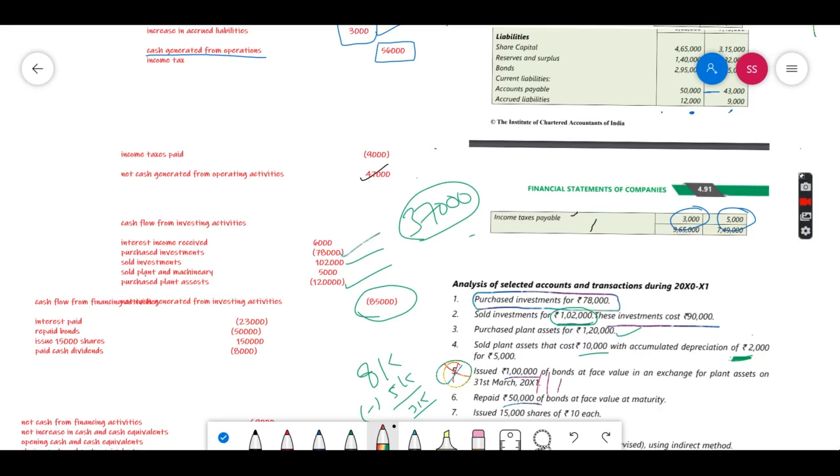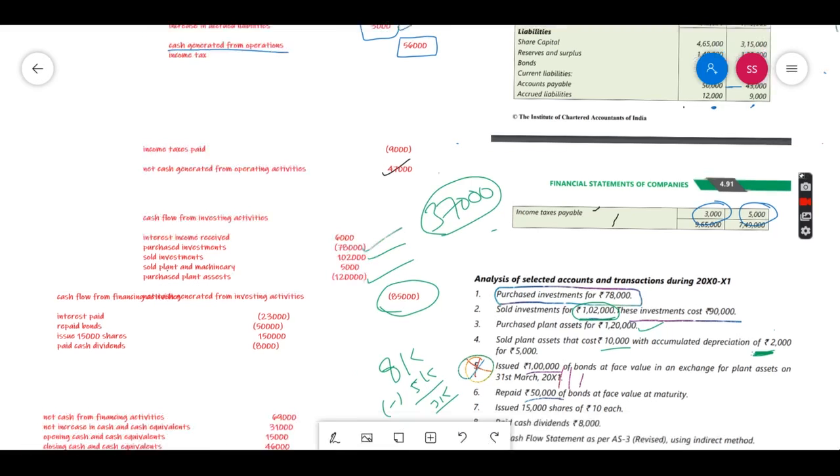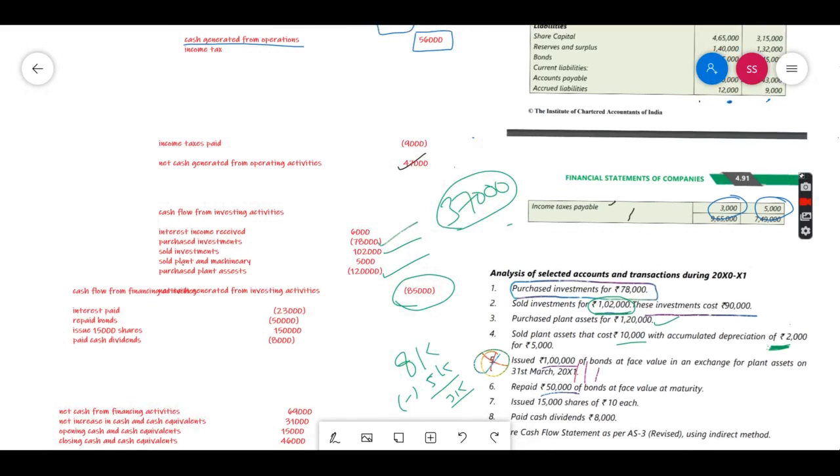And then issued 15,000 shares at 10 rupees each. So 15,000 into 10 is 1,50,000. This is also a financing activity. Now, eighth point, paid cash dividends 8,000. That is also a cash outflow which comes under the financing activities.